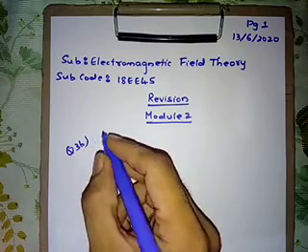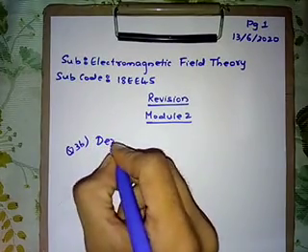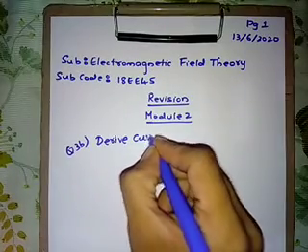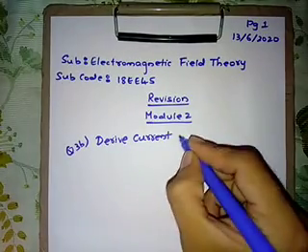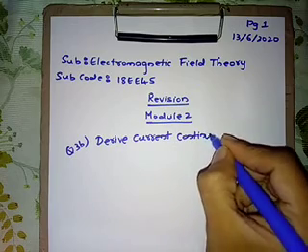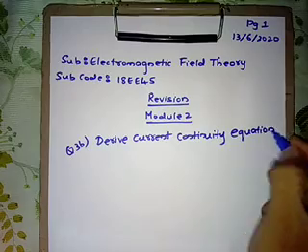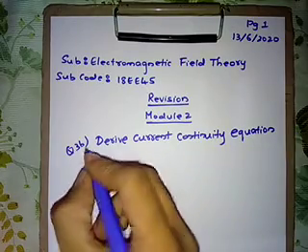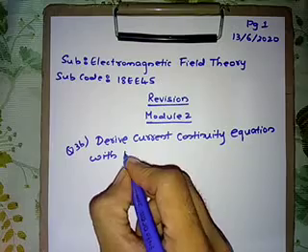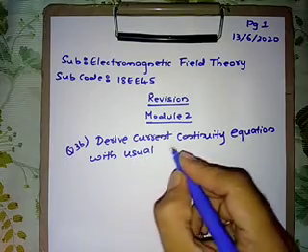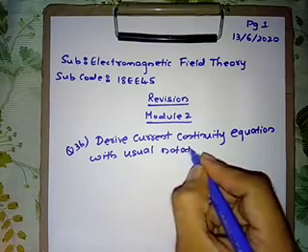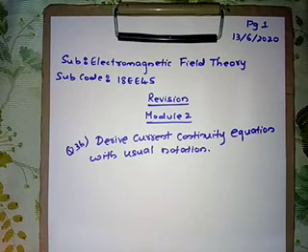Derive the current continuity equation with usual notation. So this is the derivation here. We have to derive the continuity equation of the current considering the usual notations.